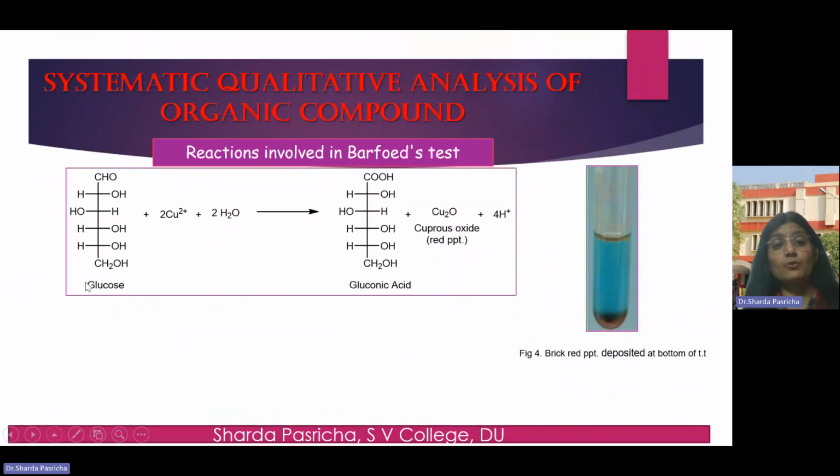See, this is glucose. For example, if you have glucose in your molecule, then it reacts with cupric ions with water in mildly acidic solution. It is oxidized to the corresponding carboxylic acid, that is gluconic acid, and the cupric ions are reduced to the red colored cuprous oxide, which gives you that red precipitate. You can see that red colored precipitate at the bottom of the solution. So that confirms the presence of a monosaccharide.